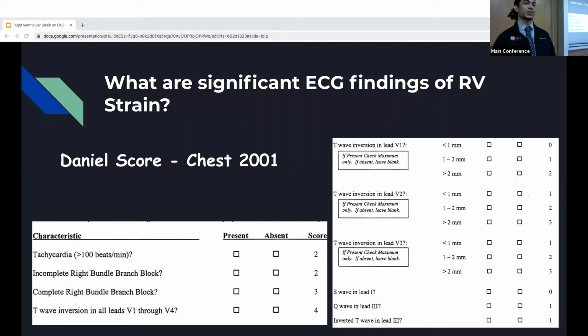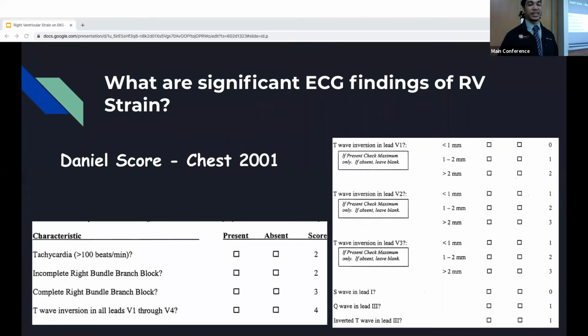In 2001, there was a CHEST article by Daniel et al. that tried to create a Daniel score to go through one by one: how do you take each of these EKG findings of RV strain and create a score to say whether this patient has a PE or not? This study specifically was looking at risk stratification for PE. It was interesting what got the most points for this Daniel score for RV strain on EKG: T-wave inversions on leads V1 through V4.